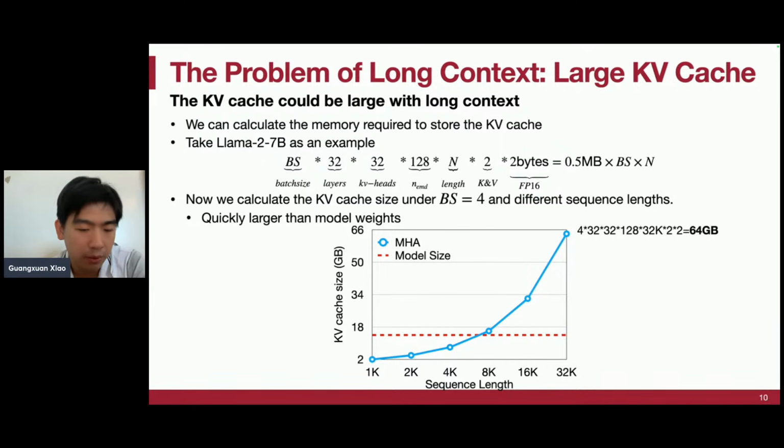When we are deploying a 32K sequence, the KV cache requires 64 gigabytes, which means we will need something like an A100 or H100 to serve this model. So that's very expensive.